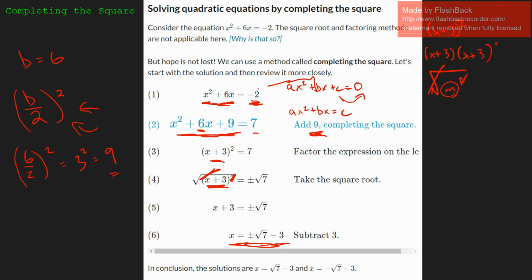Now, remember that plus or minus, there's both a plus and a minus. There's a positive and a negative. So you can separate the answers, and that's what they did here. So here's the positive answer: x equals positive square root of 7 minus 3, and then here is the negative answer, x equals negative square root of 7 minus 3. Okay, so that's how you complete the square.